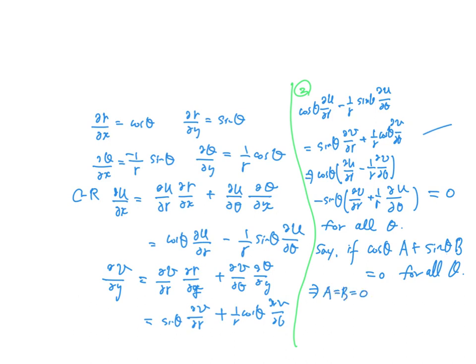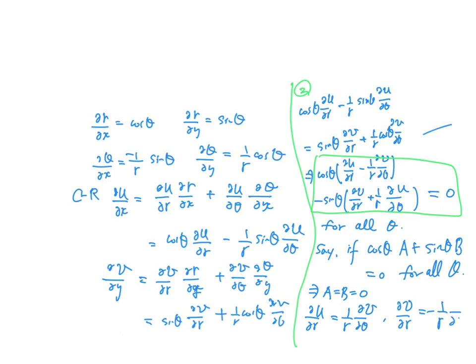So the Cauchy-Riemann condition written in polar coordinates says partial u partial r is 1 over r partial v partial theta, and partial v partial r is minus 1 over r partial u partial theta. So this is the Cauchy-Riemann condition in polar coordinates.